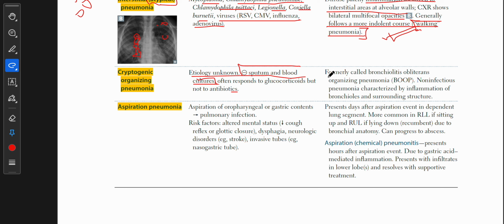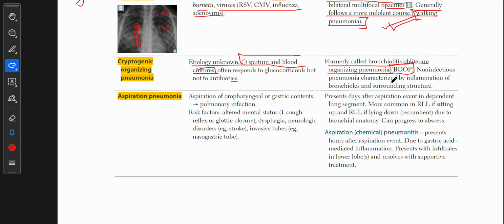It is also formerly called bronchiolitis obliterans organizing pneumonia, that is BOOP. It is a non-infectious pneumonia characterized by inflammation of the bronchioles and surrounding structures, as I said earlier.